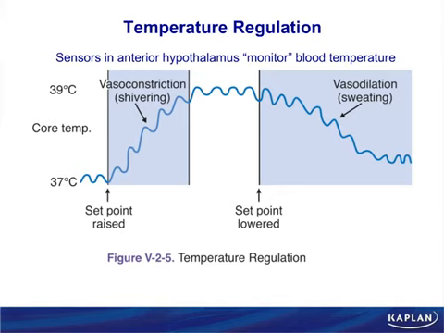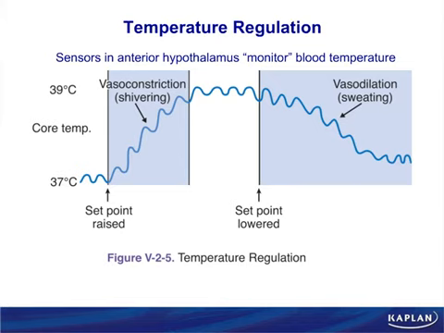All right, this is a very nice slide to summarize the idea of control of cutaneous circulation, and we put it in a clinical context, and that is fever. We have sensors in the anterior hypothalamus that are going to monitor blood temperature. We need to keep blood temperature, body temperature, relatively constant, around 37 degrees C. That's our set point for body temperature.